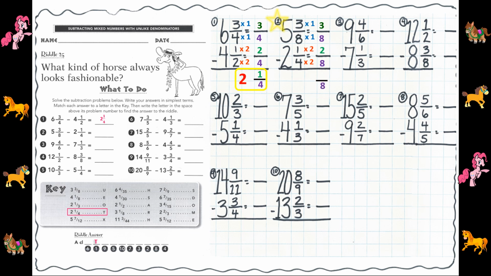I keep 8 as my denominator, and 3 take away 2 equals 1. Now it's time to subtract my fractions. 5 take away 2 equals 3. Three 1/8 is the answer to question 2. This matches with R. So where I see 2 below, I write R.